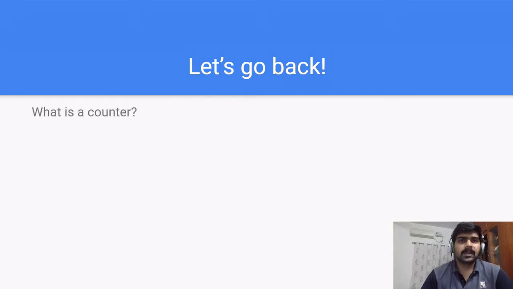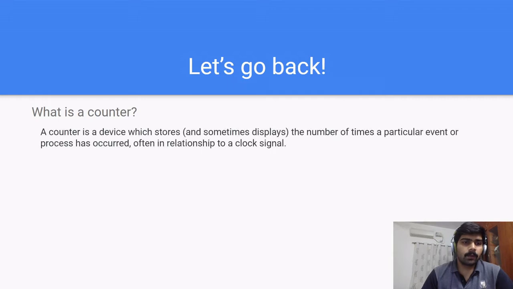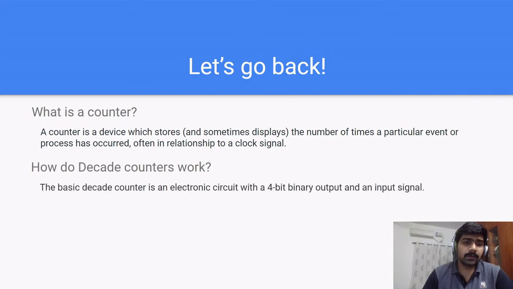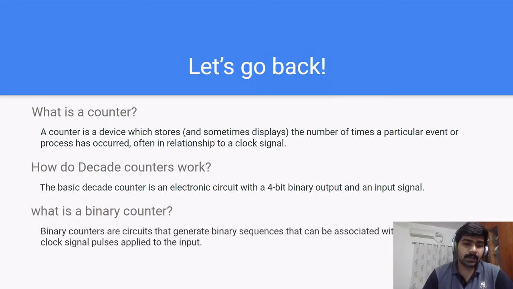Okay, so let's go through some basic definitions. What is a counter? A counter is a device which stores and sometimes displays the number of times a particular event or process has occurred, often in relationship to a clock signal. How do decade counters work? The basic decade counter is an electronic circuit with a 4-bit binary output and an input signal. What is a binary counter? Binary counters are circuits that generate binary sequences that can be associated with the number of clock signal pulses applied to the input.